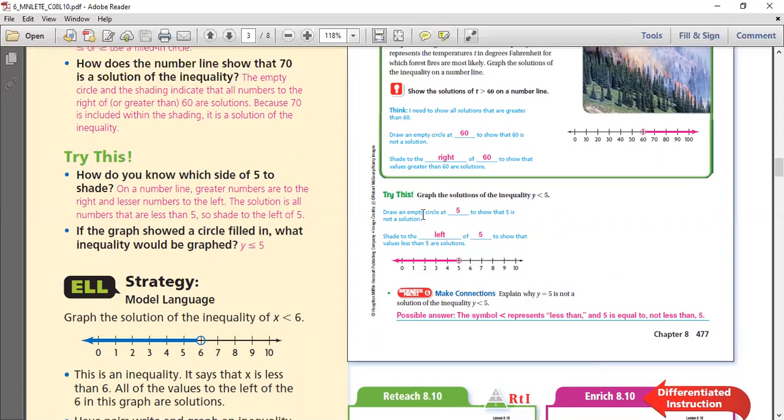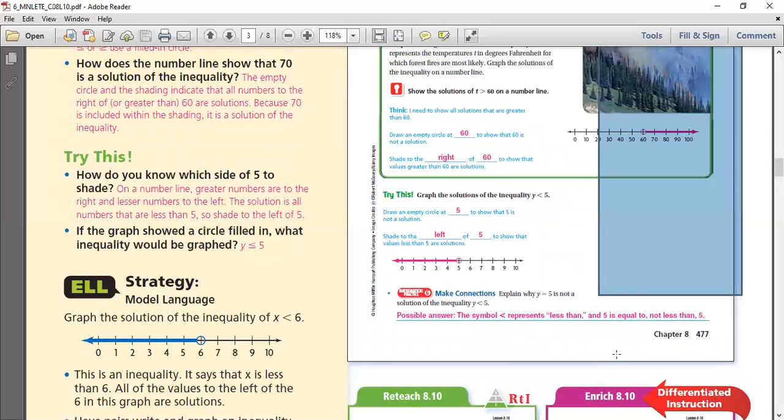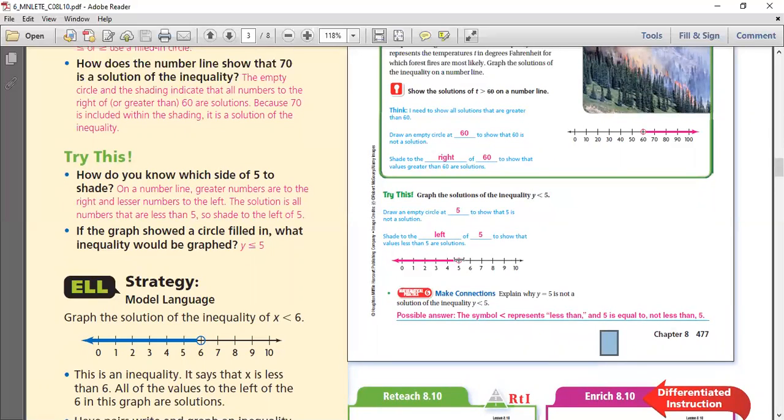Fine. So let's see. When they have given you the inequality y is less than 5, which means we will start at 5. Now you tell me, should it be colored or not? Of course, we will not color the circle because it doesn't have the sign equal to. If it is written y is less than or equal to, then we will be coloring this circle.